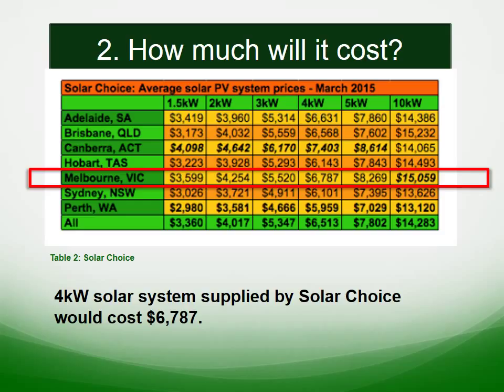So the second part of our problem is, how much will it cost Melanie for her solar system? Well, using this table, we can see a 4 kilowatt system from Solar Choice would cost Melanie $6,787.